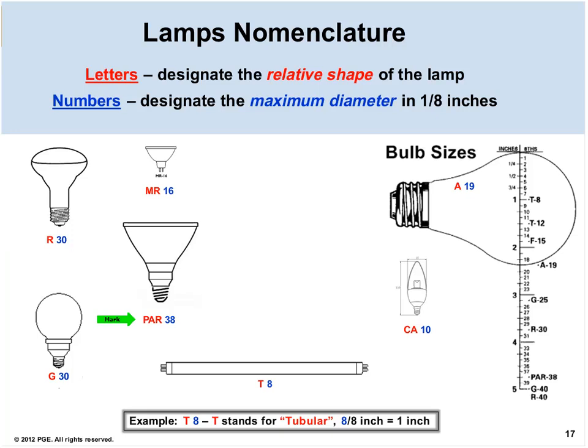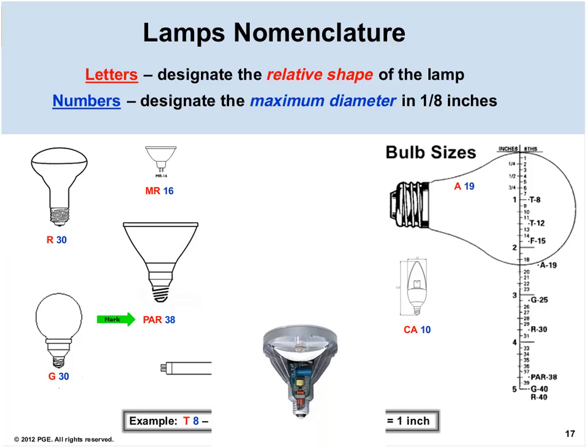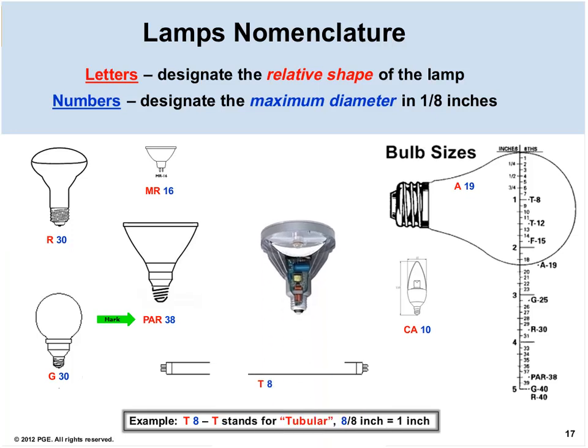So I hope you're getting the idea. An interesting trend is that with LED lamps, the new directional lamps, often the letters have lost their meaning. For instance, this LED PAR lamp no longer has a parabolic aluminized reflector, but it retains the letter designation simply because it's familiar to end users.